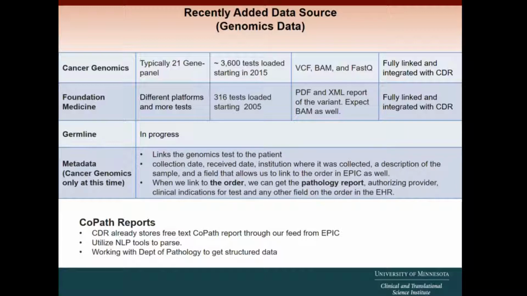We get Cancer Genomics data from Fairview Labs. Typically, this is a 21 gene panel, and the latest count that we just got before yesterday is almost 3,600 tests loaded, starting in 2015, and we receive VCF, BAM, and FASTQ files, and this is now fully linked and integrated with the CDR.